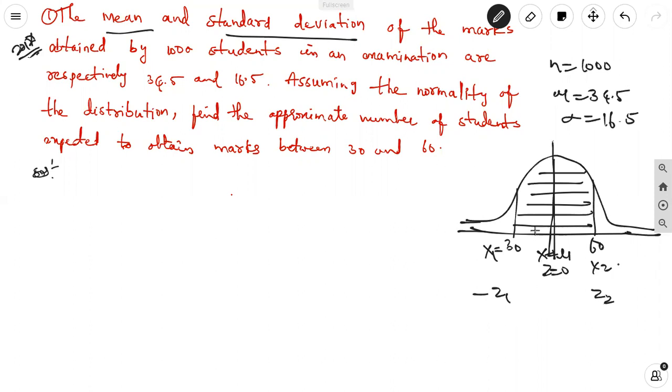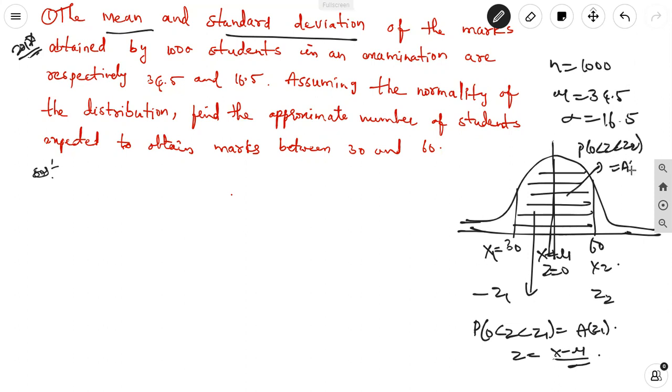But what does this area mean? Probability of 0 less than z less than z1 is equal to area of z1. We can calculate this from the z variate. What is the z variate? That is equal to x minus mu by sigma. From the standard variable, we can calculate the z1 value and z2 value. This is equal to probability of 0 less than z less than z2, which is equal to area of z2.